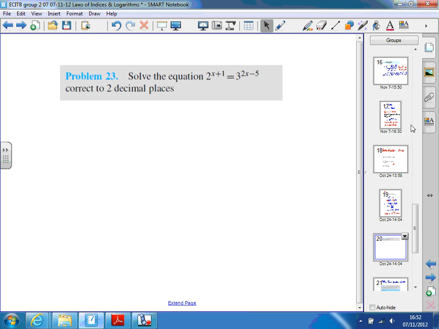Okay, so for this one, solve this equation. 2 to the power x plus 1 equals 3 to the power 2x minus 5. Again, what I'm after, x is in the power. So as soon as I see that, logarithms come to mind. So 2 to the power x plus 1 equals 3 to the power 2x minus 5. And if you're writing this, make sure it's obviously in the power, otherwise you'll make errors.